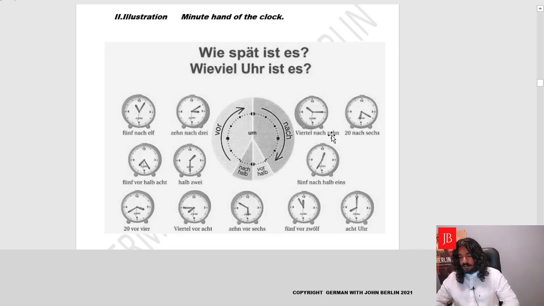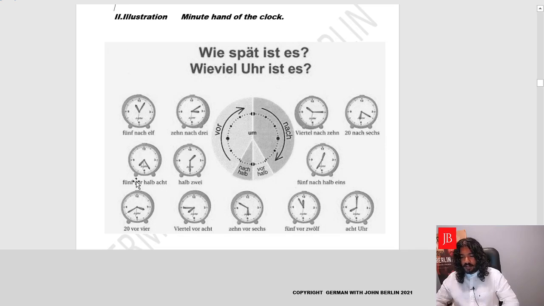Then we move on. We have the clock of Viertel nach 10. So what is a Viertel? Like in English you have a quarter, in German you have Viertel. So 15 past 10, or quarter past 10. Perfect. Moving forward, you have 20 past 6, which is 20 nach 6. 20 minutes past 6.